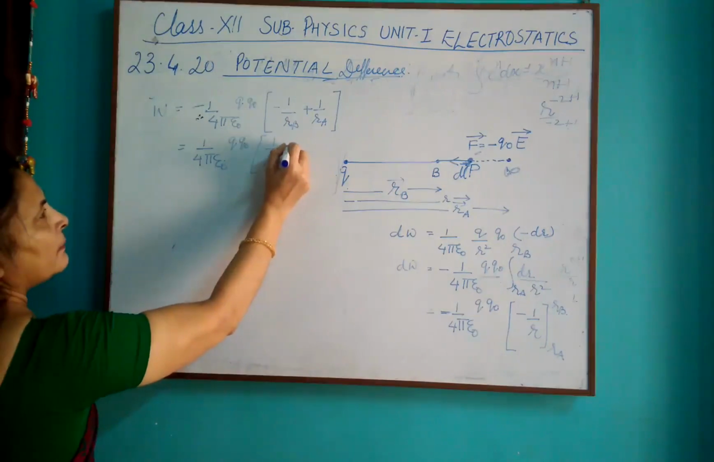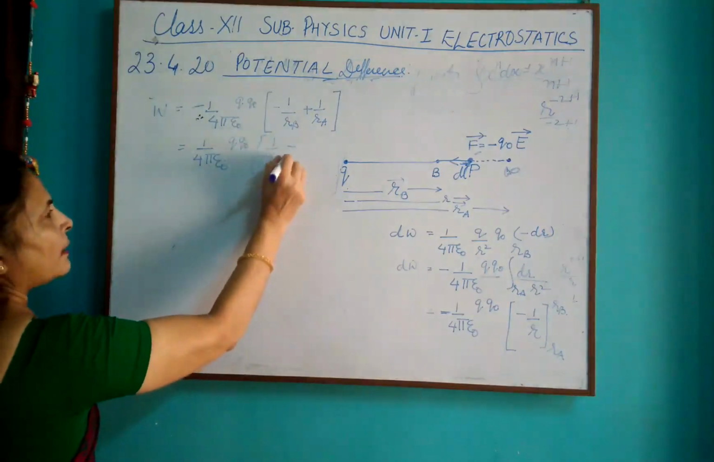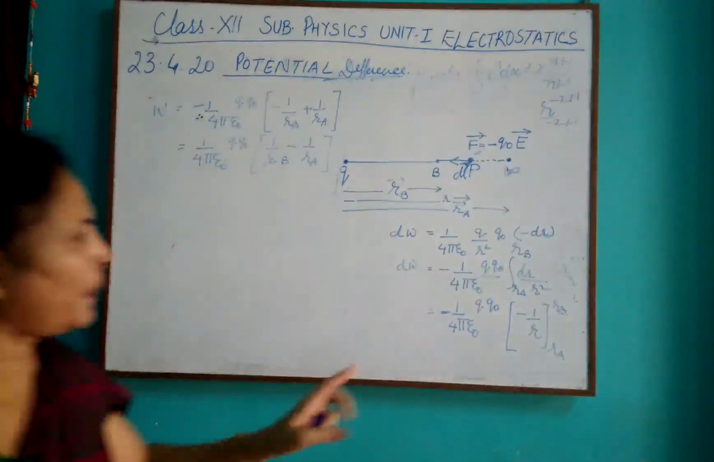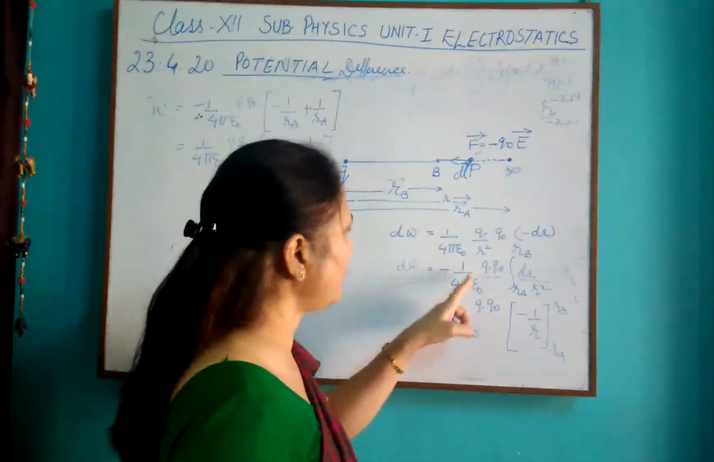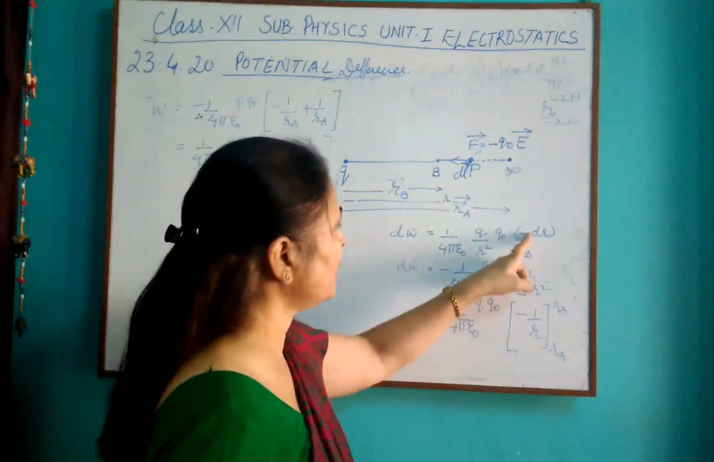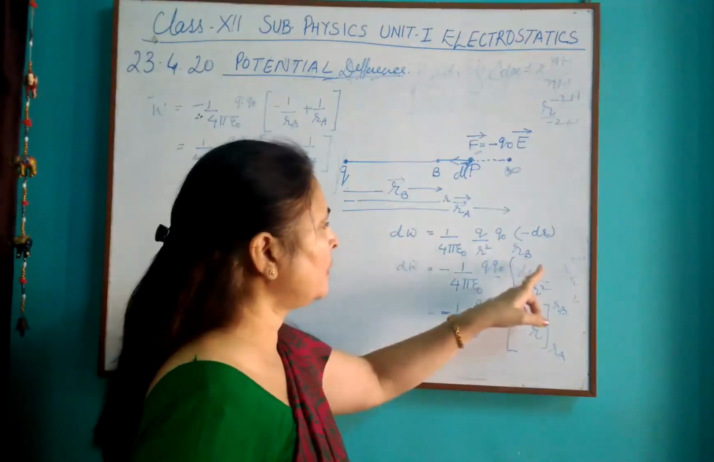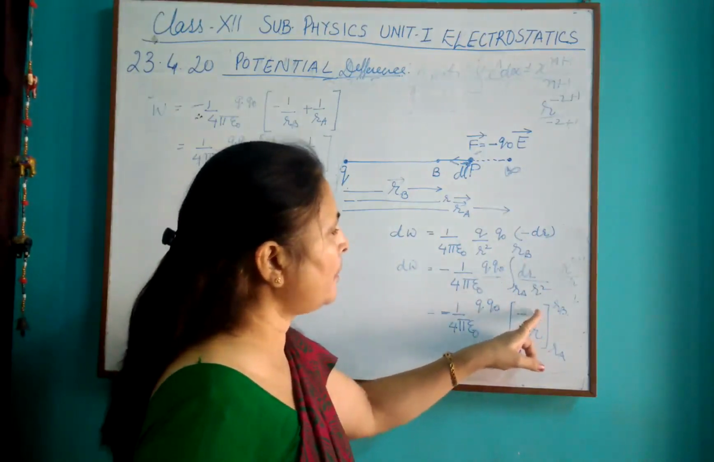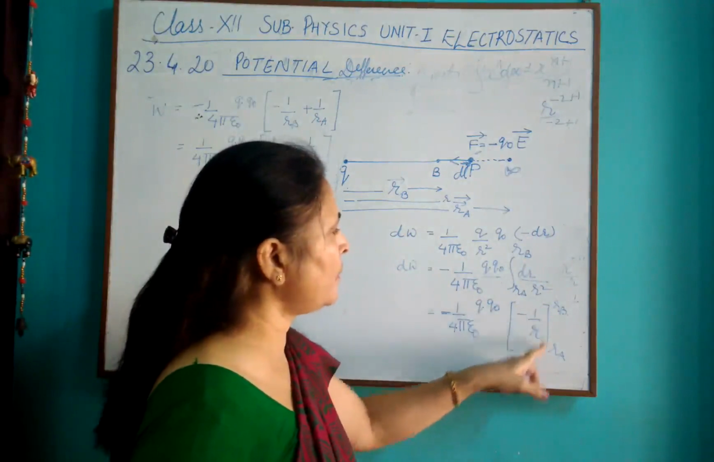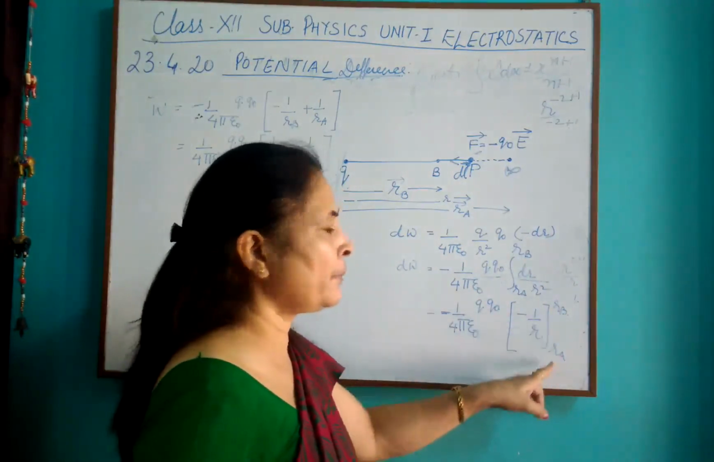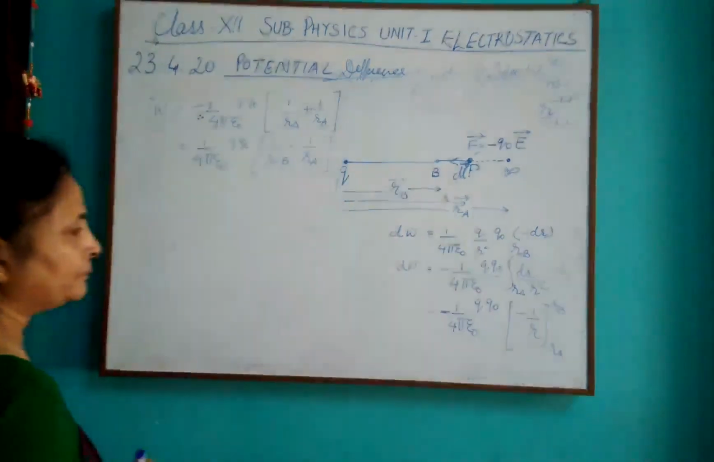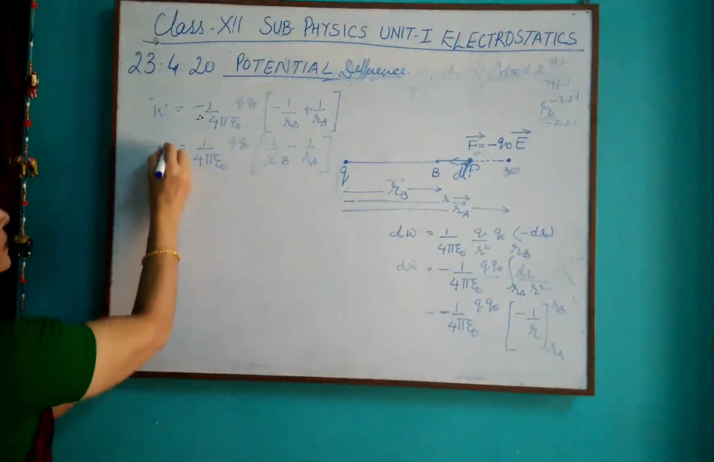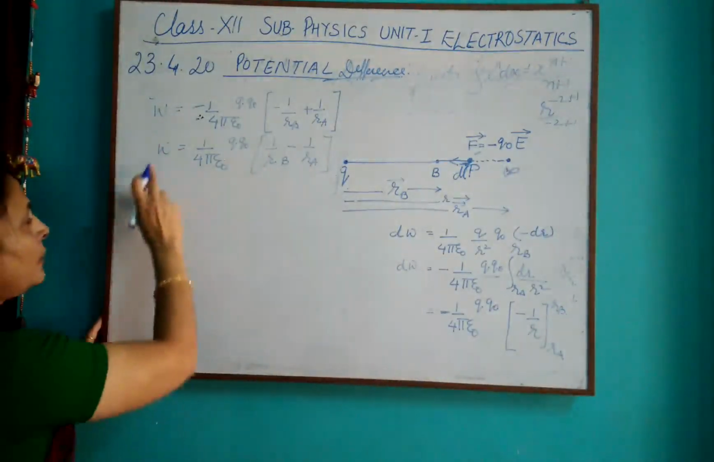RA minus RB minus 1 upon RA. This is, see, minus 1 upon 4 pi epsilon naught. This minus I have taken outside. Q naught dr upon R square. So the integration will be minus 1 upon R, minus 1 upon RB minus 1 upon RA. So this is my expression for work done WAB.